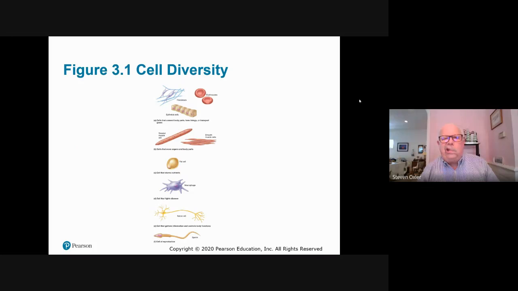Cells, which are in your skin. You have muscle cells, which are in your muscular system, and they're composed of not only skeletal muscle, but smooth muscle cells. You also have fat cells. You also have white blood cells or macrophages. You also have neurons or nerve cells, and also cells for reproduction.